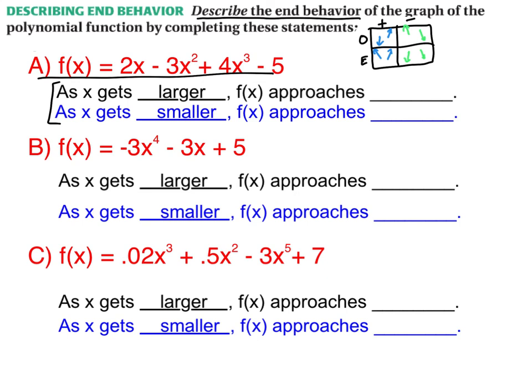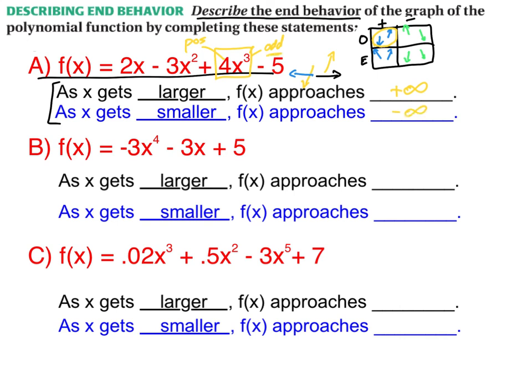So when you look at number 1, or part A, you first have to notice it's not in standard form. So what is the leading term? Well, the highest degree is the leading term. The degree is 3, so that is odd, and the leading coefficient is 4, so that is positive. So in this case, I have an odd positive graph. So odd positive looks like this. It's going to be up on the right, down on the left. So as x gets larger, we are going to positive infinity, which is up. And as x gets smaller, we're going down to negative infinity.